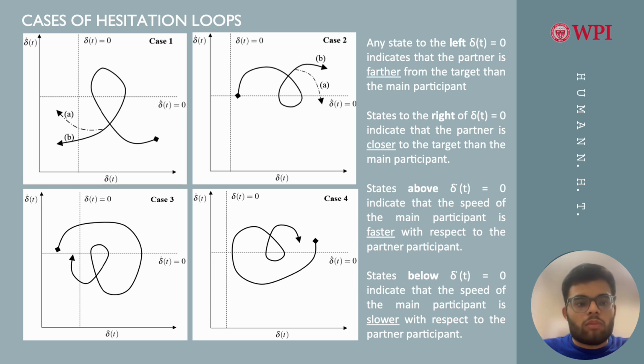We can see both of these cases repeat in cases 3 and 4, in which the main participant is slower than the opponent participant in the initial phase, as well as faster than the opponent participant in the initial case.